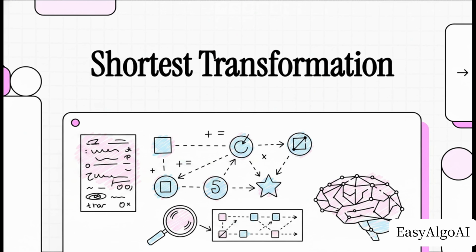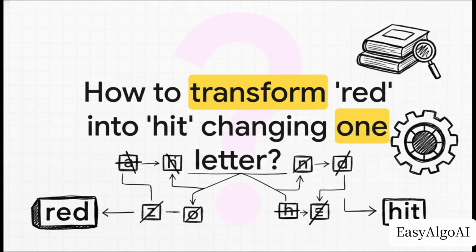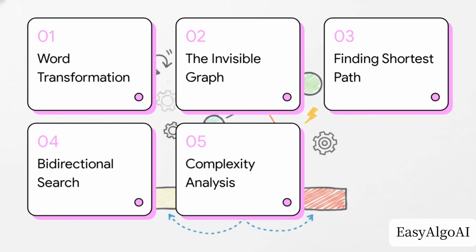Let's get into it. Okay, so here's the challenge. How exactly do you transform a starting word, let's say red, into a target word like hit by changing exactly one letter at a time? Oh, and the catch? Every single intermediate word you create along the way absolutely has to be a valid word from a specific dictionary we provide. No making up gibberish.